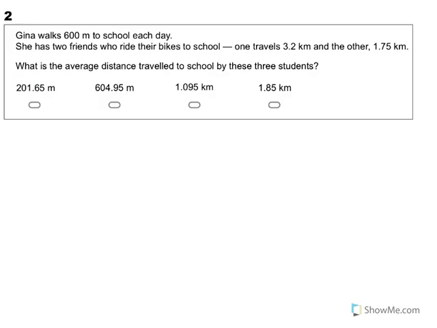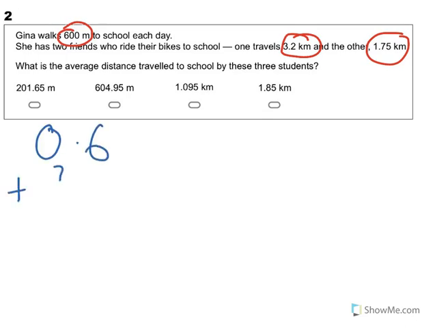Alright, question 2. We've got one person walks 600 meters, one person walks 3.2 kilometers, and one person walks 1.75. So we need to add them all together, except they're not all in the same units. The first one over here is in meters, so let's change that to kilometers. We have 0.6 kilometers plus 3.2 plus 1.75.